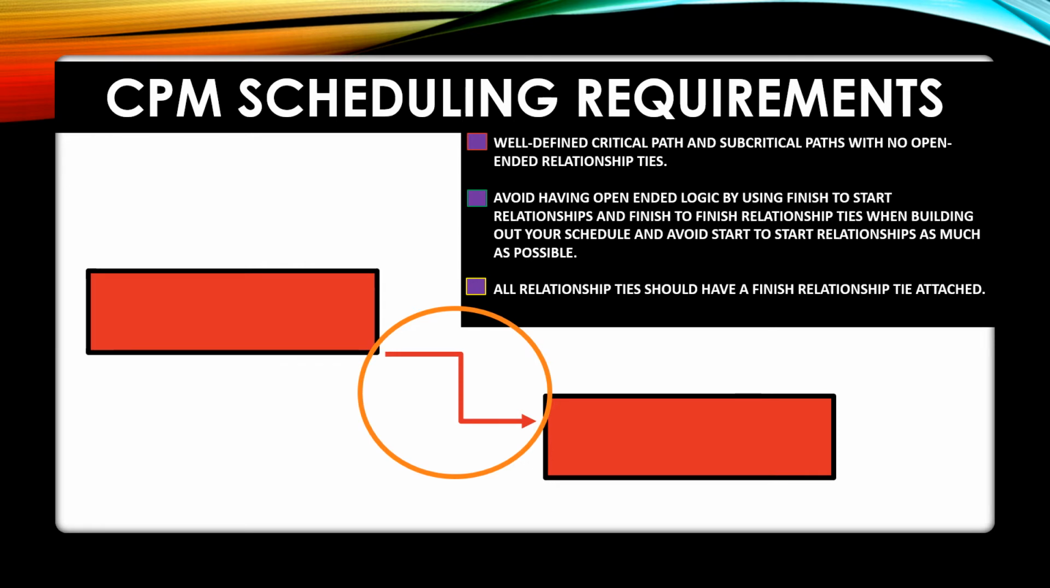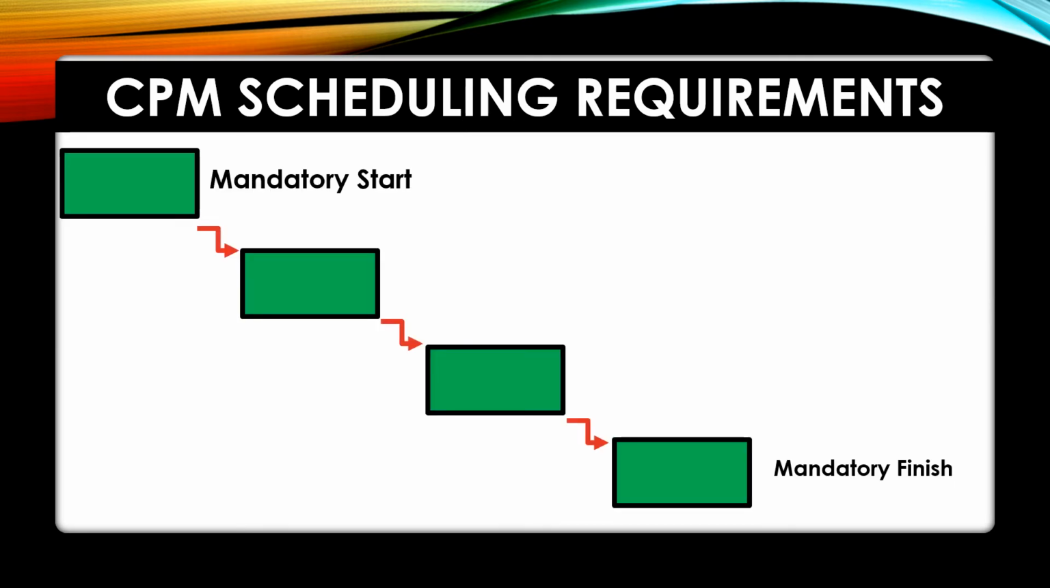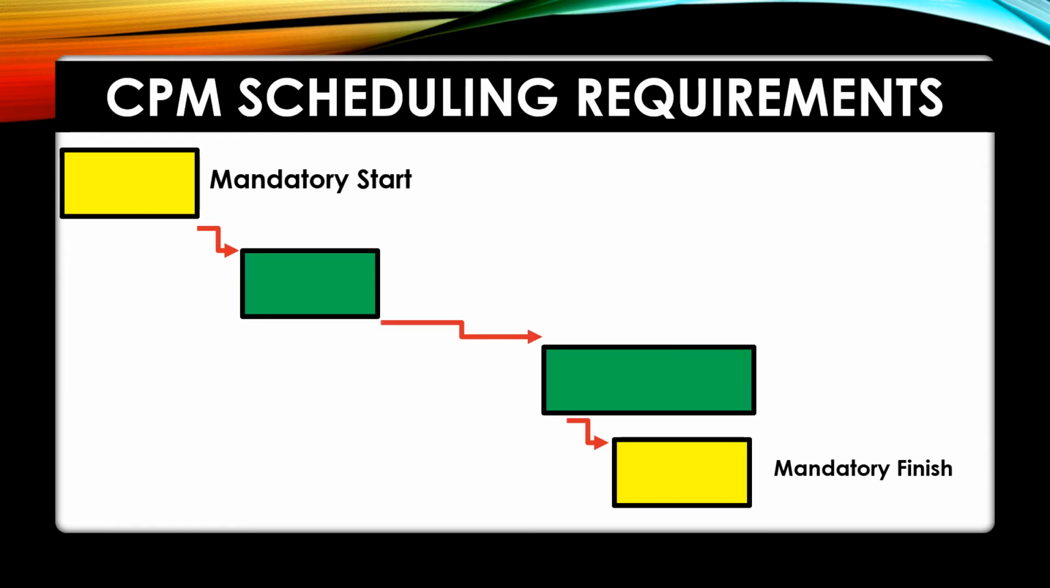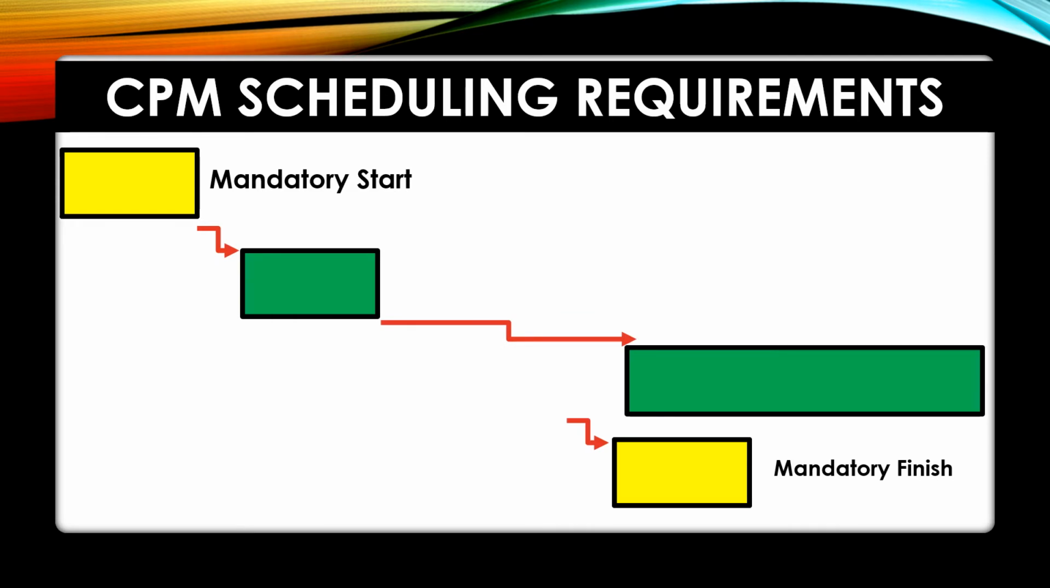Second, we need to make sure that our schedule has a minimal use of constraints. This isn't something that we've covered yet in this course, but essentially a constraint is a restriction that's put on an activity, limiting its ability to move throughout the schedule. Some examples of constraints would be a mandatory start and finish for an activity. This means that no matter what, this activity will start or finish on that date, pinning it to the schedule.